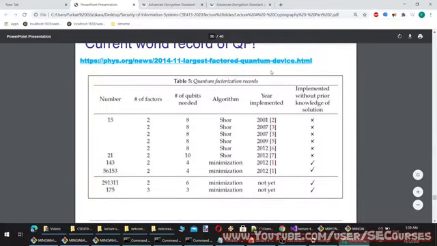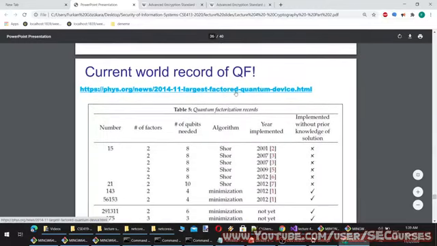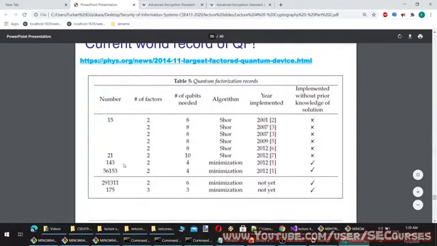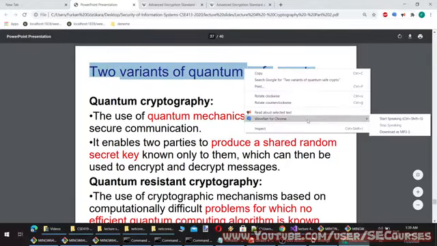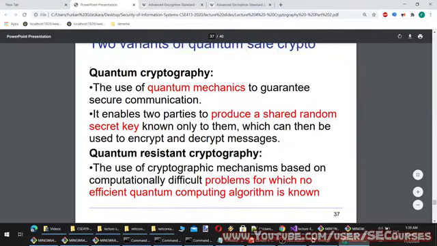So this is the current picture of authorization and two variants of quantum safe crypto.